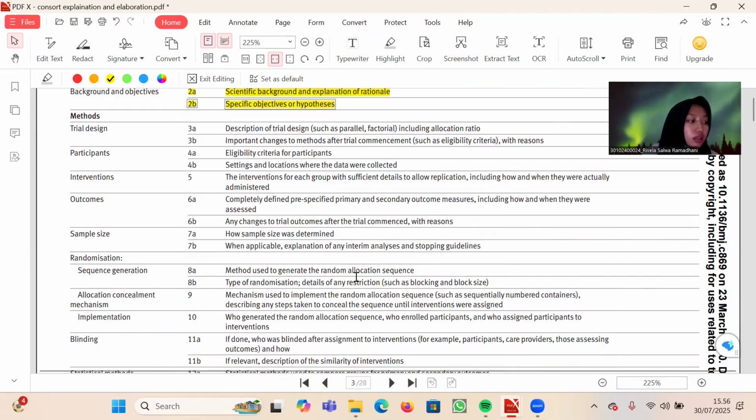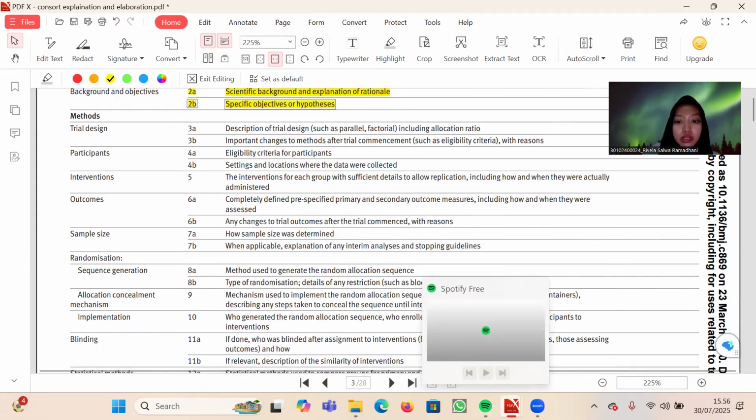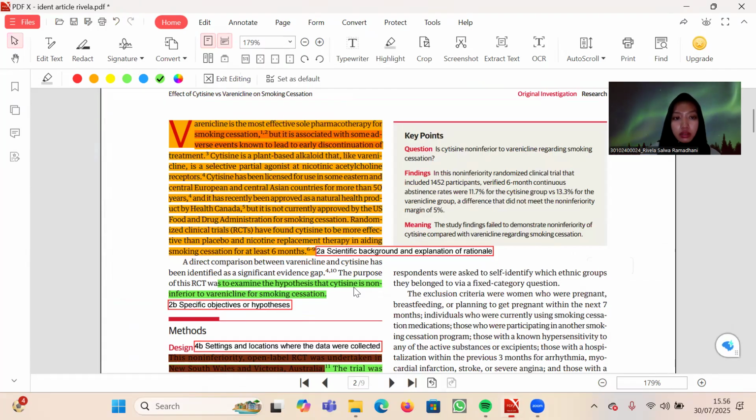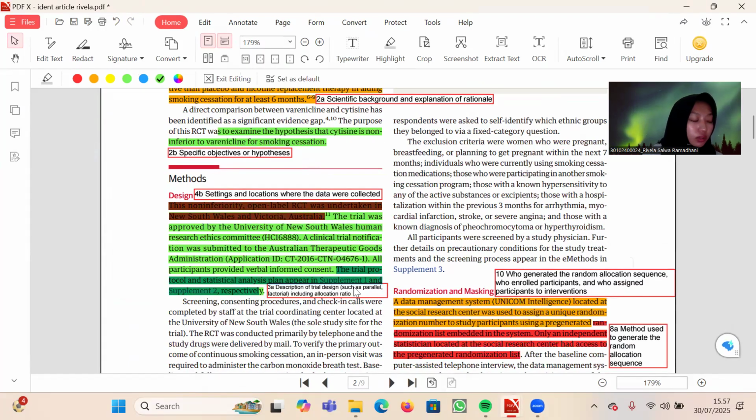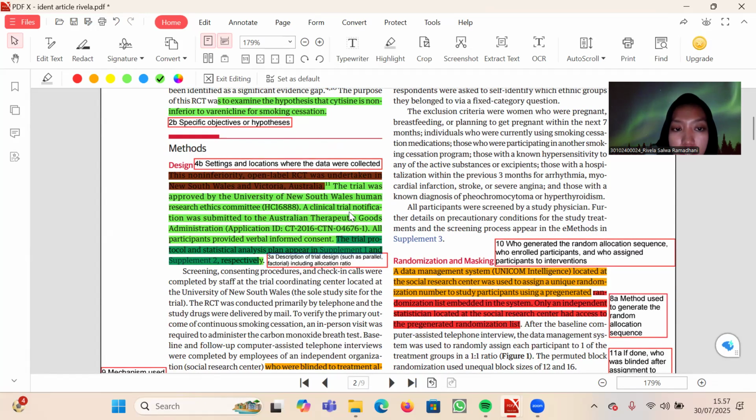And next, methods. Let's move on now to the methods section, which has the most checklist items. First, 3A, description of trial design. The study is described as an open-label, randomized, non-inferiority trial. The allocation ratio was 1:1, with participants per group.